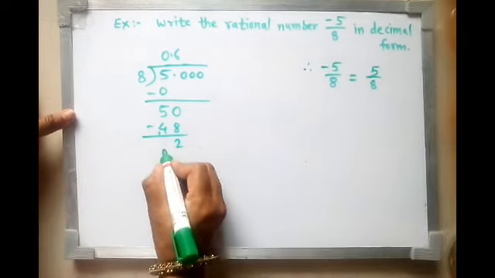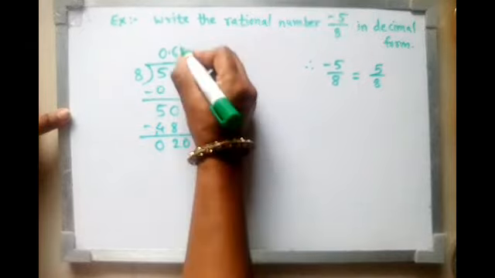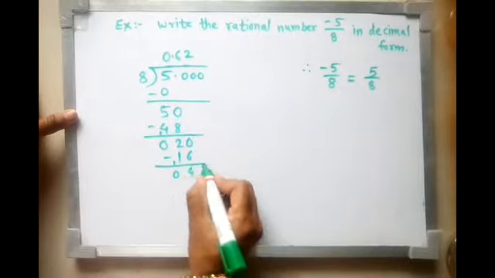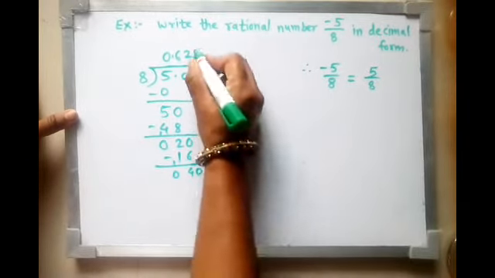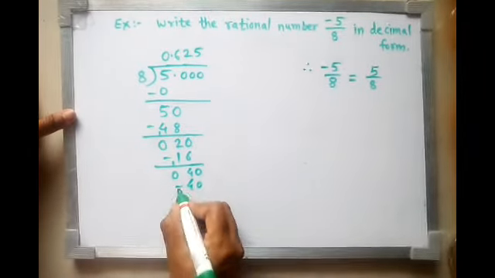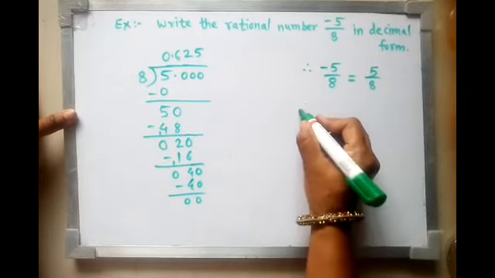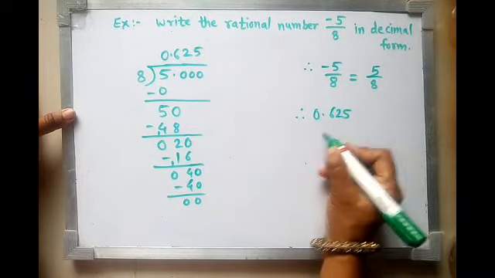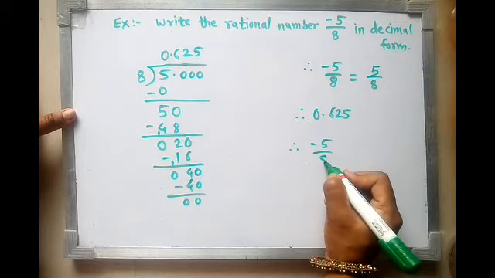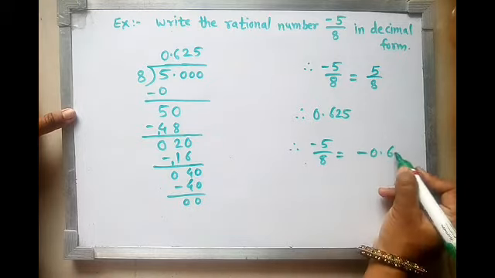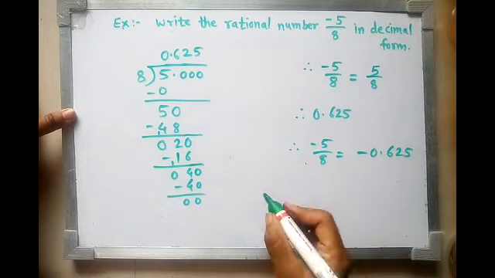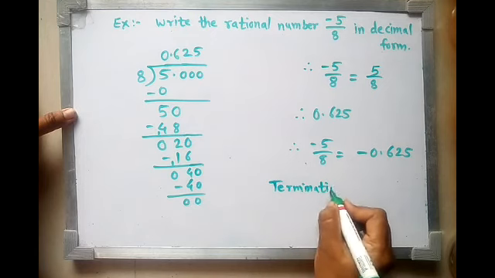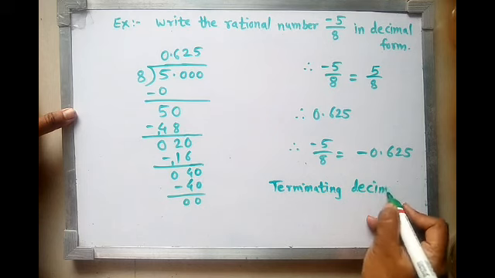8 6s are 48. Remainder is 2. We take 10. 8 2s are 16. Remainder is 4. We take another 0. 8 5s are 40 and remainder is 0. Answer is 0.625. We write the minus sign: minus 0.625. Here remainder is 0, so this decimal form is called terminating decimal form.